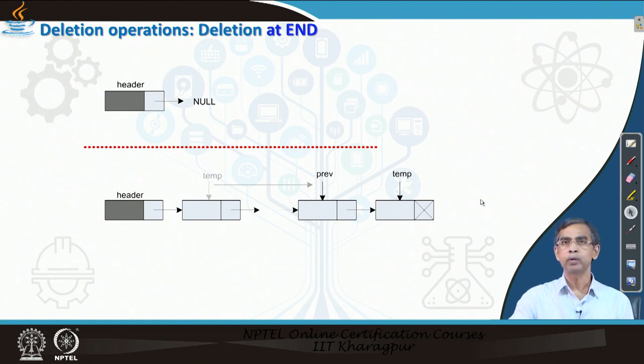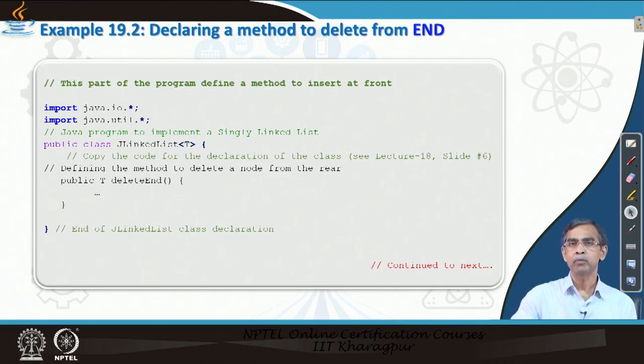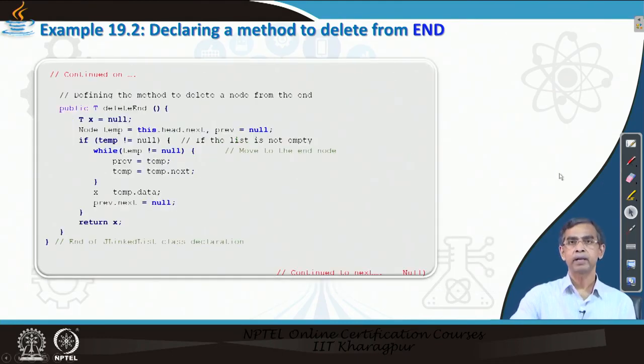Now, let us see the code for this operation. We have to add one more method. The method is delete end, and the body of the method is here, which includes the necessary statements. Here t is a temporary, x is a temporary, initially it is null, and t starts from the header node. Now, if t is equal to null, it will take care of the empty list. If it is not null, then it will do these things.